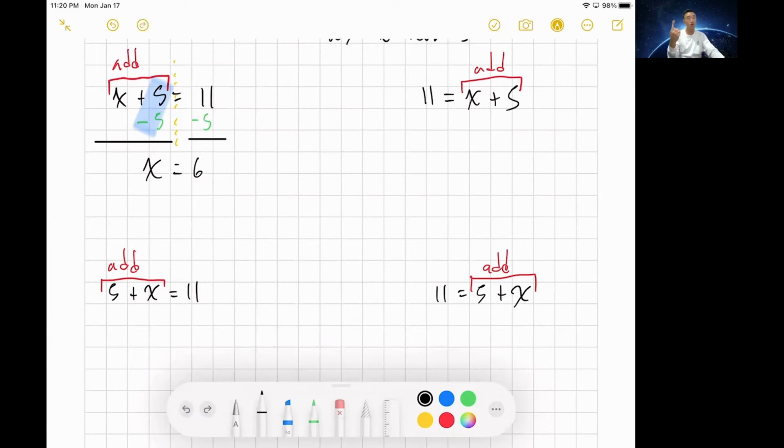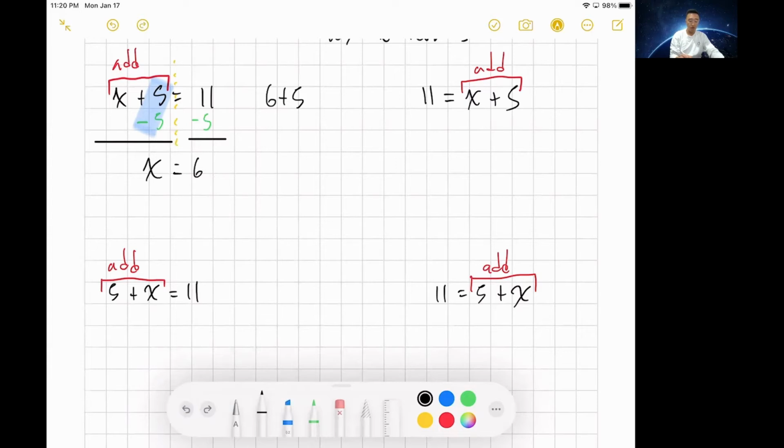And we can check it if we want to. I'm not going to ask you to do that. But if you want, you can take this 6 and plug it into the x and then be like, oh, okay, 6 plus 5 equals 11, which is true. 6 plus 5 does equal 11. And that's the goal. The goal is to know what the value of x is, okay?